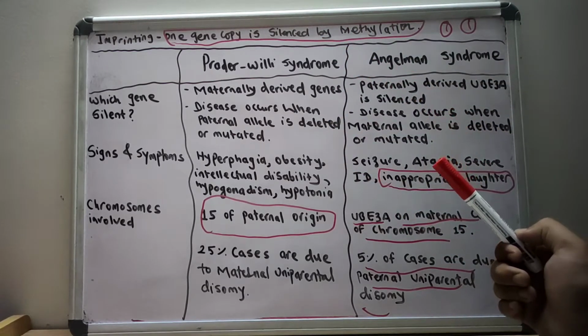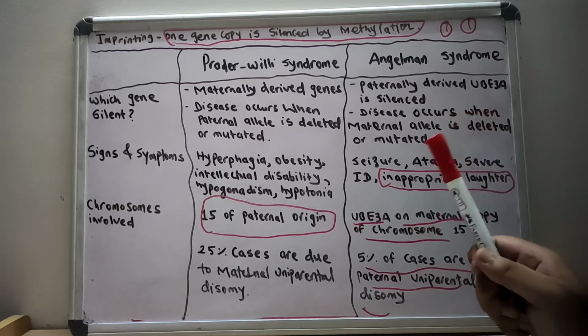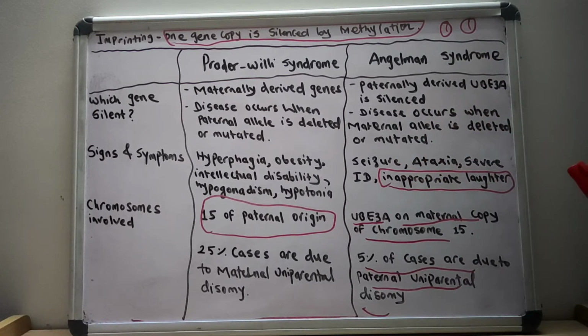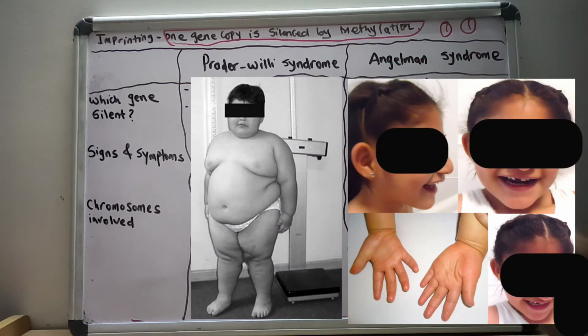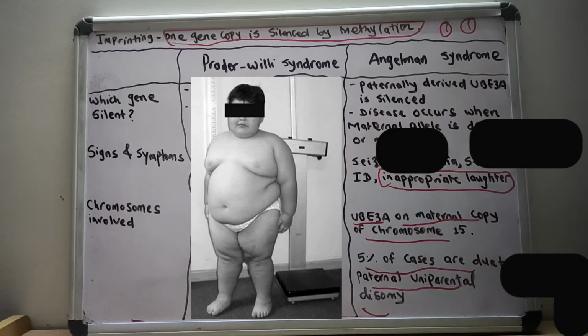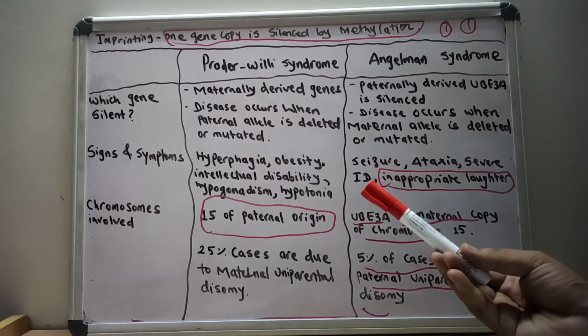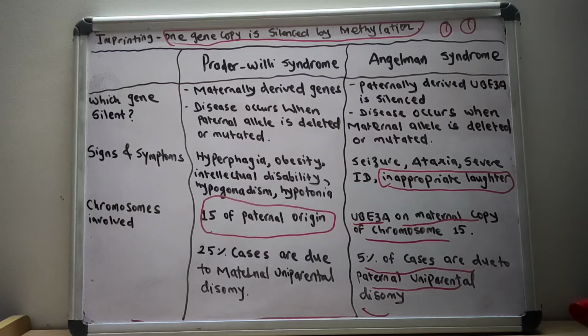Prader-Willi syndrome occurs when the paternal allele is deleted or mutated, whereas Angelman syndrome occurs when the maternal allele is deleted or mutated. The signs and symptoms of Prader-Willi syndrome are hyperphagia, obesity, intellectual disability, hypogonadism, and hypotonia, whereas those of Angelman syndrome are seizures, ataxia, severe intellectual disability, and inappropriate laughter. The chromosome involved in Prader-Willi syndrome is chromosome 15 of paternal origin, and in Angelman syndrome it is UBE3A on the maternal copy of chromosome 15.